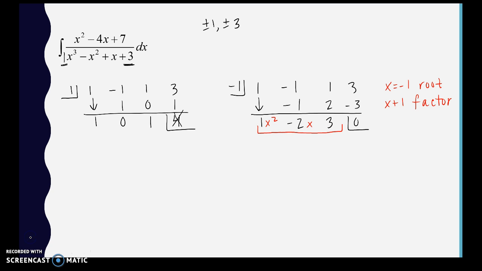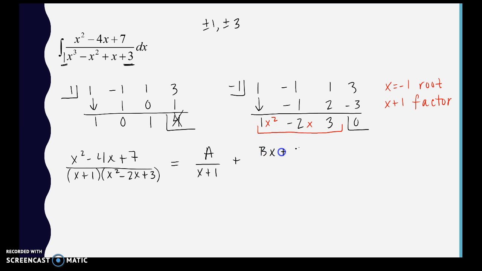So now I have x squared minus 4x plus 7, all divided by x plus 1 times x squared minus 2x plus 3. So now I can set up my partial fractions because I have my denominator in factored form. So one linear factor, x plus 1, one quadratic factor, so bx plus c, all over x squared minus 2x plus 3.